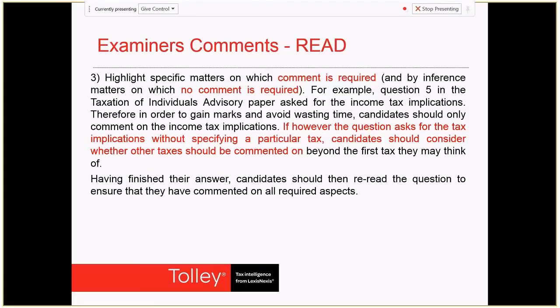If the question asks for the tax implications, it means more than one tax. If it only wants a single tax, it will tell you the single tax that it wants. So it just says income tax, that's all it wants. Corporation tax, that's all it wants. Don't comment on any other tax. But if it just says tax, think of as many taxes as could possibly be relevant. So think carefully, what is the examiner asking me for here?